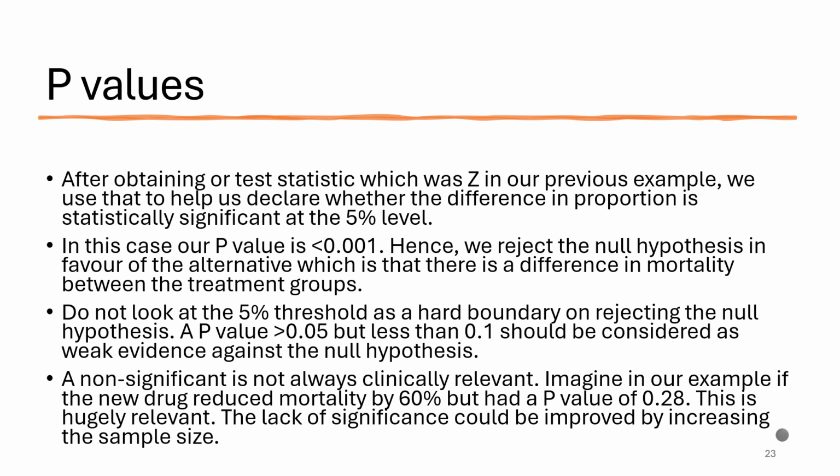So one of the things that could be done to make this study statistically significant, if the effect of the drug really is that it reduces the mortality by 60%, and that's really what the drug does, then to improve the p-value, what one could do is increase the sample size. When you increase the sample size, you get greater precision. With greater precision, your p-values become lower, right?